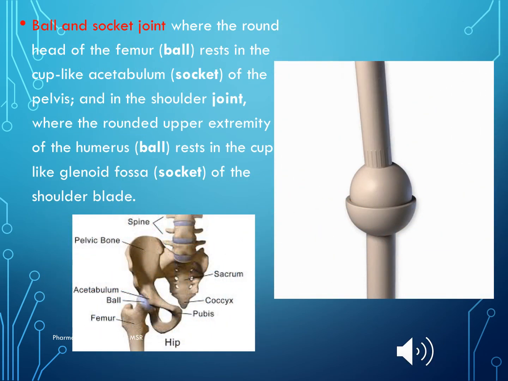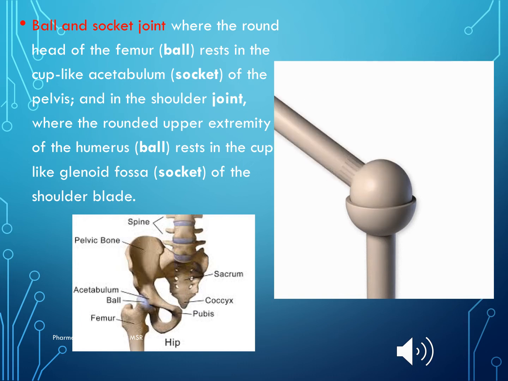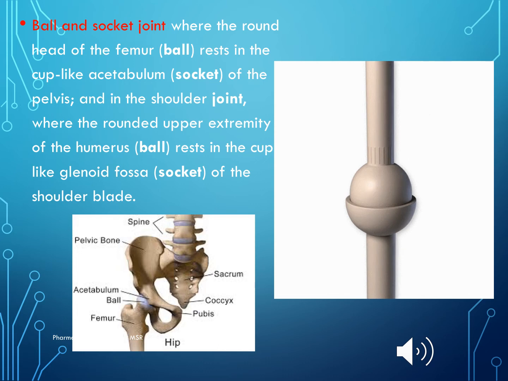There are 6 different types of synovial joints. The first one is the ball and socket. Here one bone articulates with the other bone. One bone has the shape of a ball and the other has the shape of a socket, so that the ball fits into the socket. The femur bone, acting as a ball, fits into the socket of the acetabulum of the pelvis. In the same way, the humerus acts as a ball which fits into the glenoid fossa of the shoulder blade. So this is a ball and socket joint.